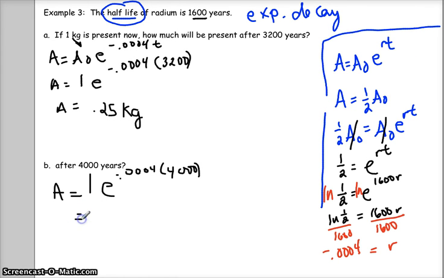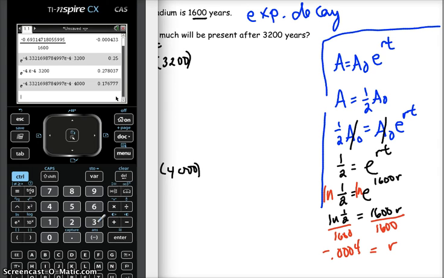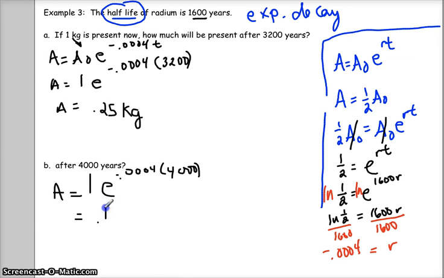And so your amount should be decreasing. What was that again? 0.177, because it is decay. Ladies, this should help you with homework problems 25 and 27.